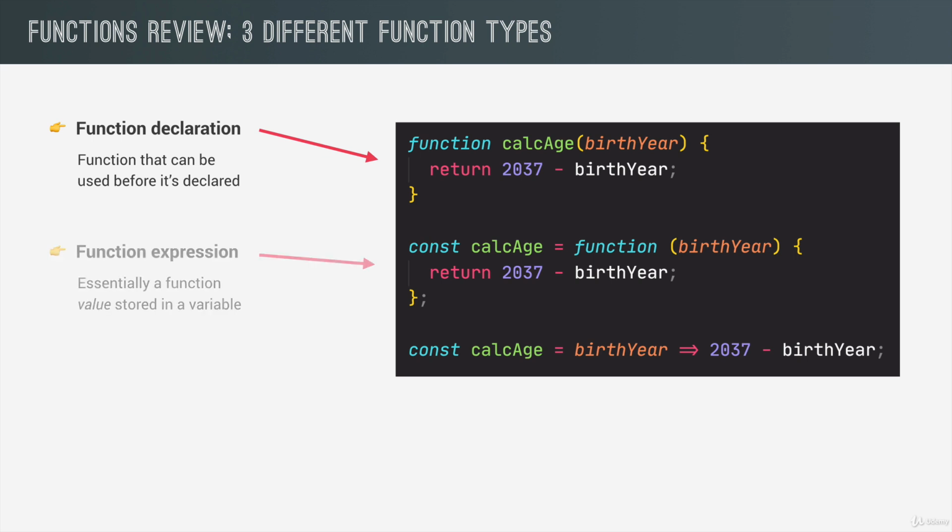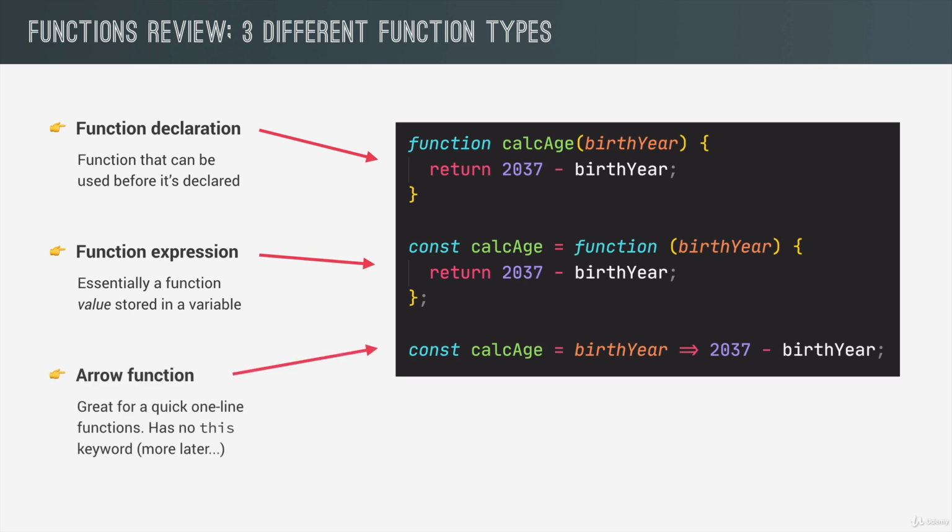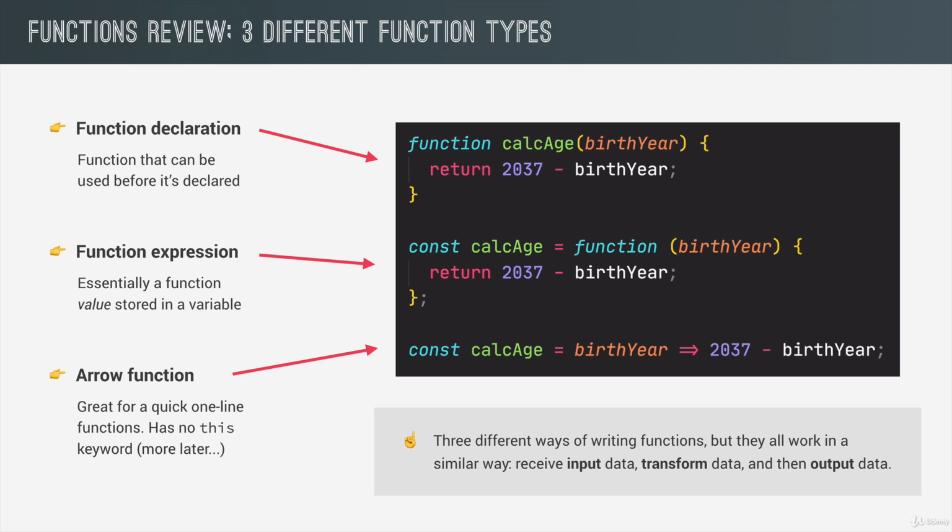Second, we have the function expressions, and they are essentially function values that are stored in a variable. And finally, we have arrow functions that are in fact also function expressions, but special ones. And these are great for quick one-line functions where we don't need to explicitly use the return keyword and no curly braces either. I also said that this one has no this keyword, but more about that in one of the future lectures.